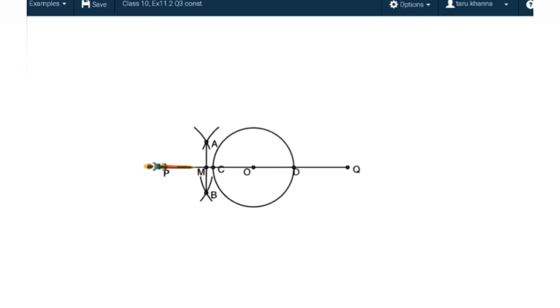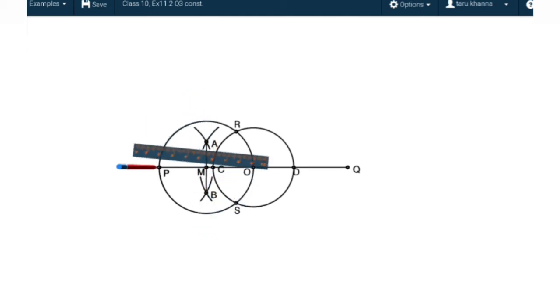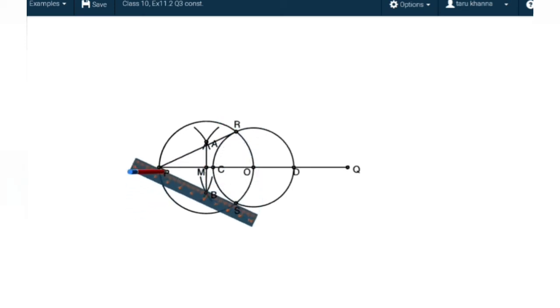Then with M as center and radius equal to OM, we will draw a circle to intersect the given circle at 2 points. And we will mark these points as R and S respectively. Then we will be joining PR and PS. Then PR and PS are the required tangents to the given circle from point P.